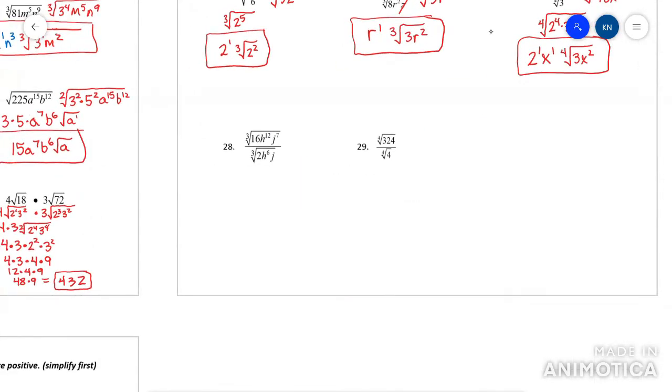Okay, the next one I would divide first. So you have h^12 over h^6, the top is bigger by 6. j^7 over j^1, the top is bigger by 6. And break down 8, you'll get 2 cubed. Now you're taking out groups of 3, so you can take out 2 groups of the h's and 2 groups of the j's.